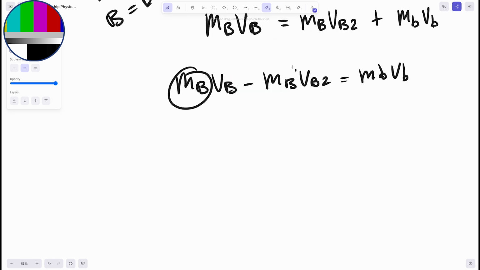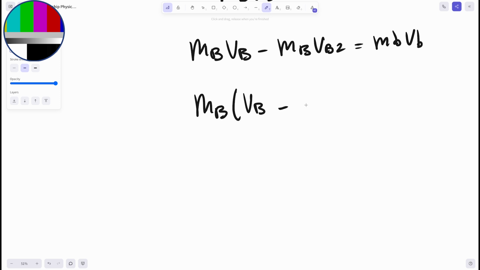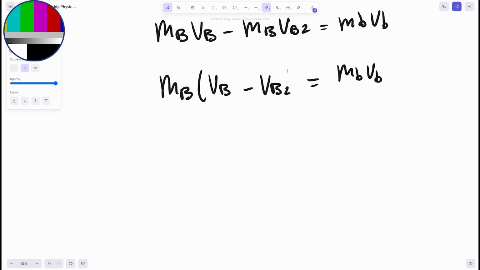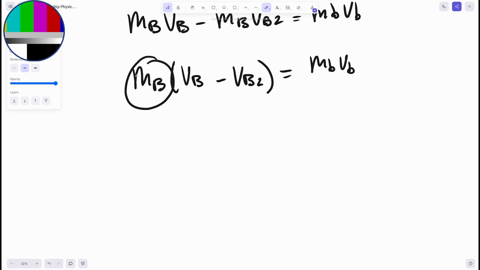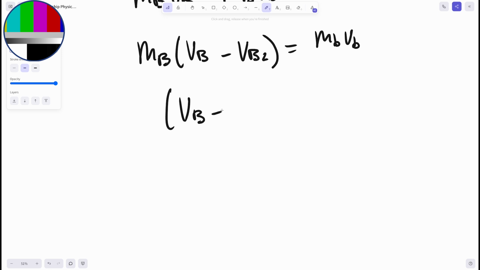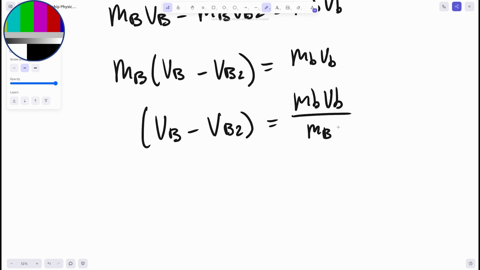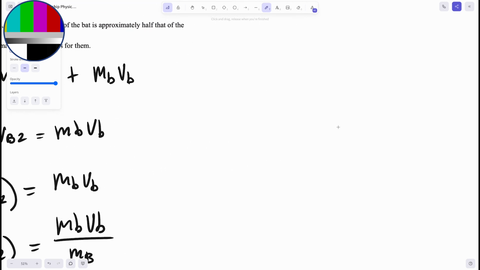Now we can gather our like terms and move this onto the side, taking out mB as a common factor. And we can divide both sides by mB, and we get VB minus VB2 is equal to m little b times v little b all over mB. Okay, so we're going to leave our conservation of momentum right there.